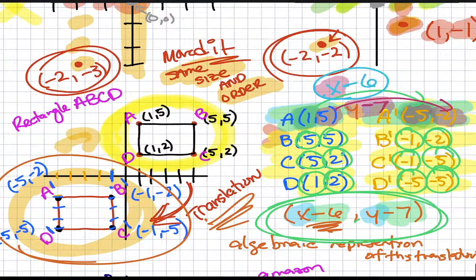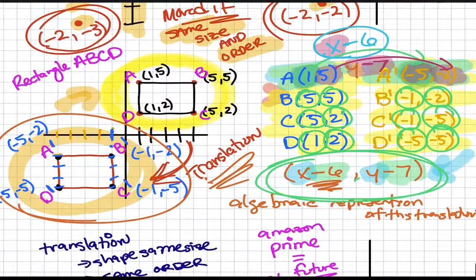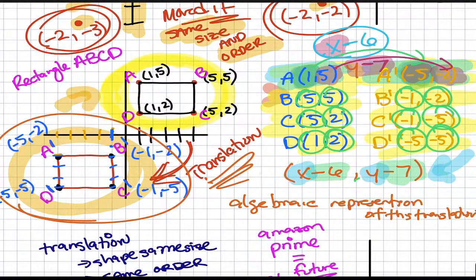That is why you have this formula right here. It can tell you what the points would be for any of the future moves of this box, given the original points. Or any specific move for the box. So the answer to this one, if we're doing an algebraic representation, is x minus 6, y minus 7. Let's have a look at the graph and just see what that means.